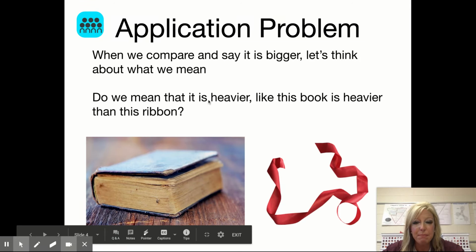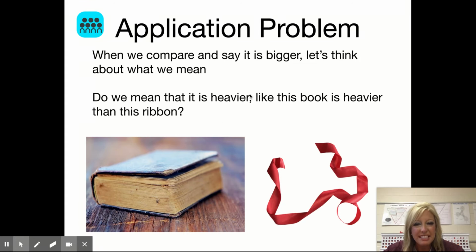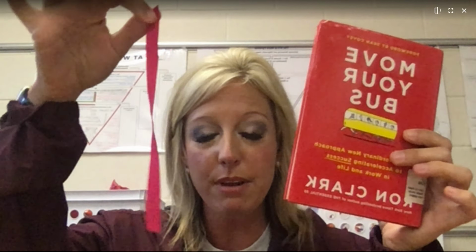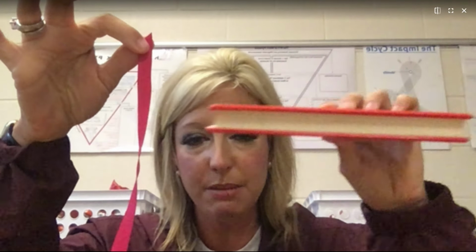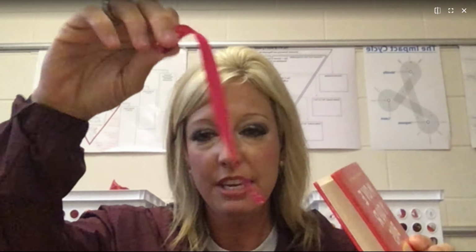So when we compare and say it's bigger, let's think about what we mean by that. Bigger can have so many meanings. So here in my office, I have a book and I have a ribbon. I'm going to keep talking about this book and this ribbon, but I wanted you to have some reference. So here's the book, here's the ribbon. It's much like one that maybe a little girl would wear in her hair. Here's my book, like one that you would read, except this one's for adults. So let's go back to our slide here.